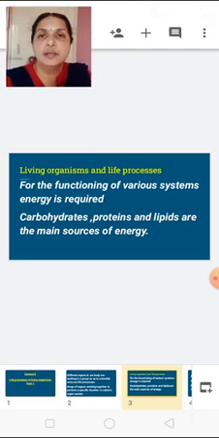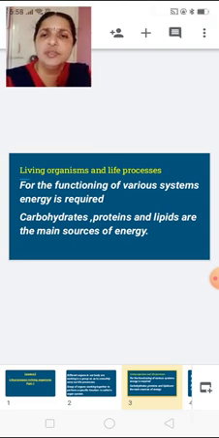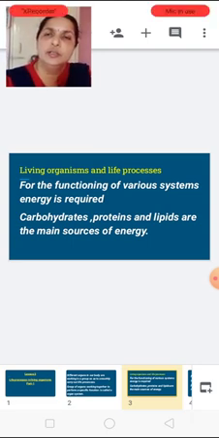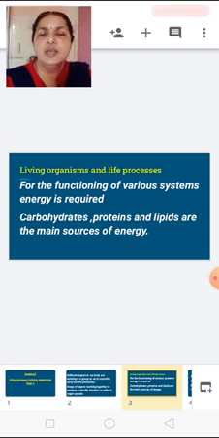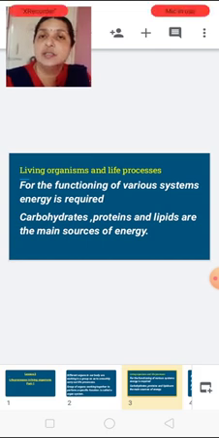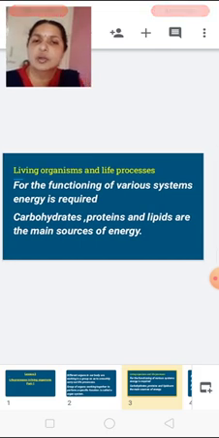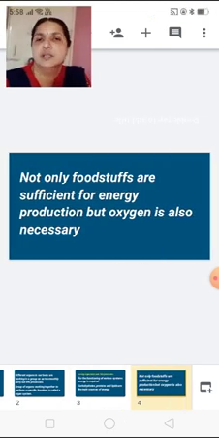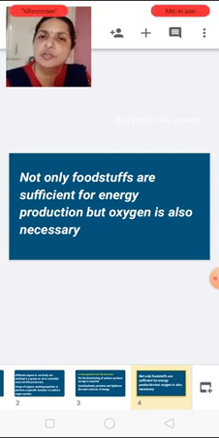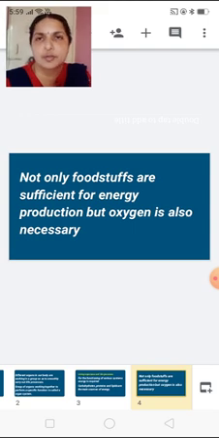From where do we get energy? You all know. We get energy from the food. Energy is in the form of carbohydrates, proteins, lipids. All these are main sources of energy and we get them from the food. We get energy not only from the foodstuffs but also from the oxygen. So not only foodstuffs, even oxygen is needed for energy production.